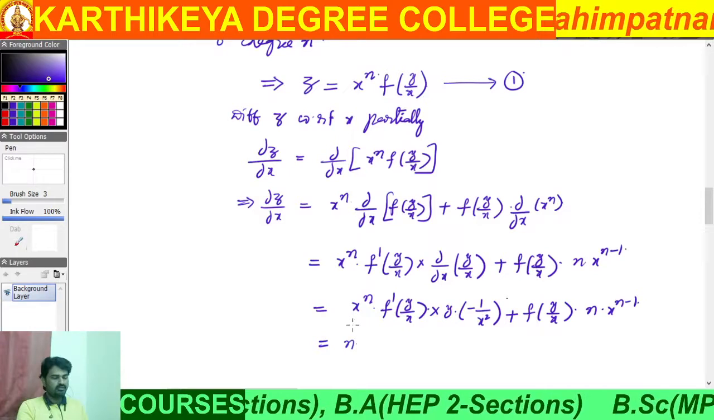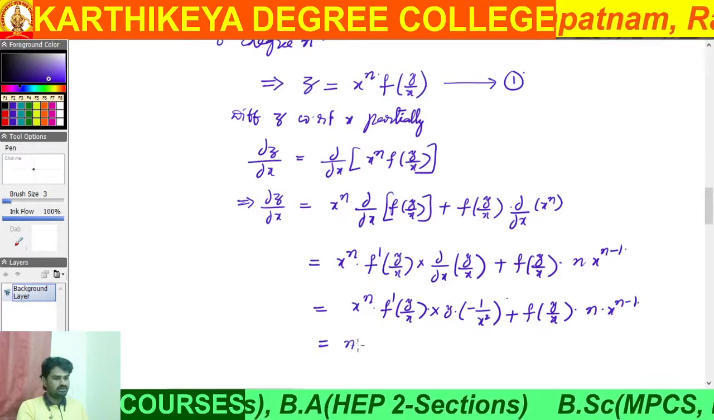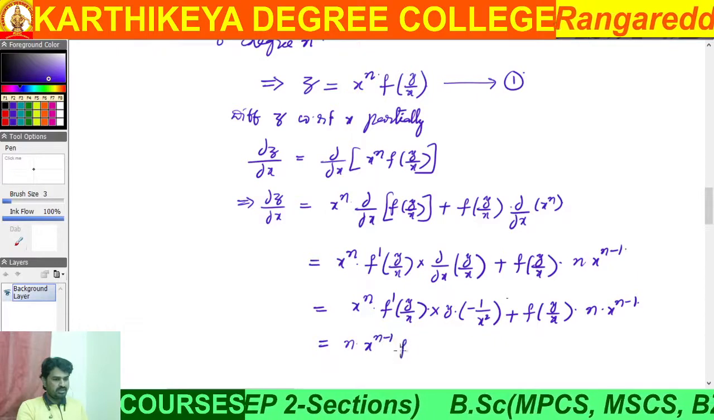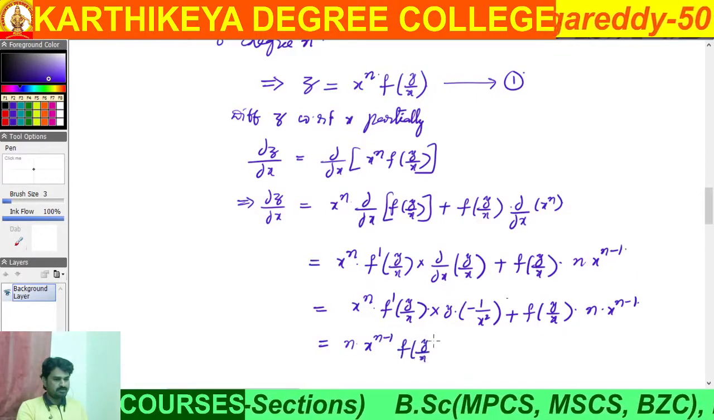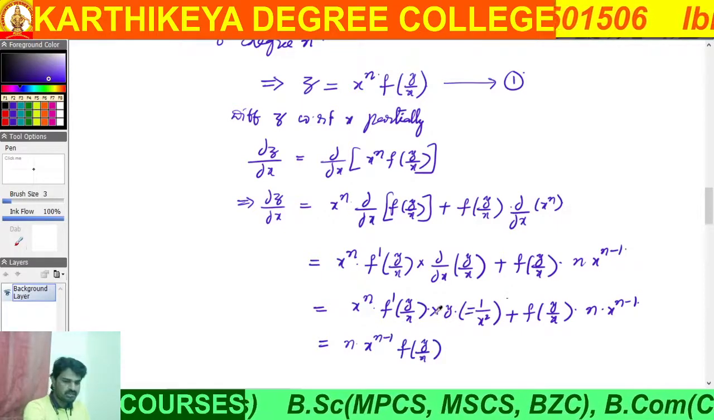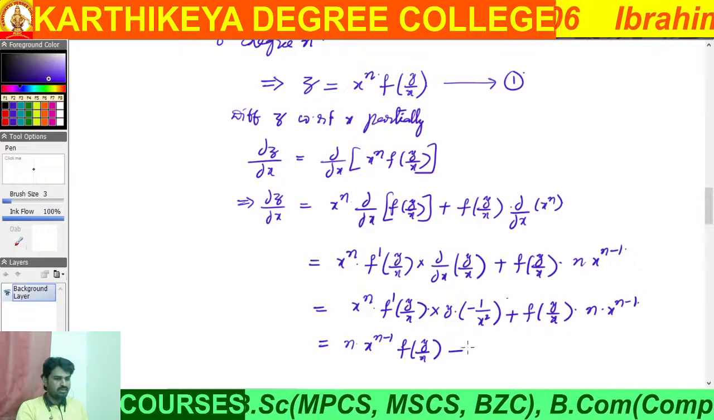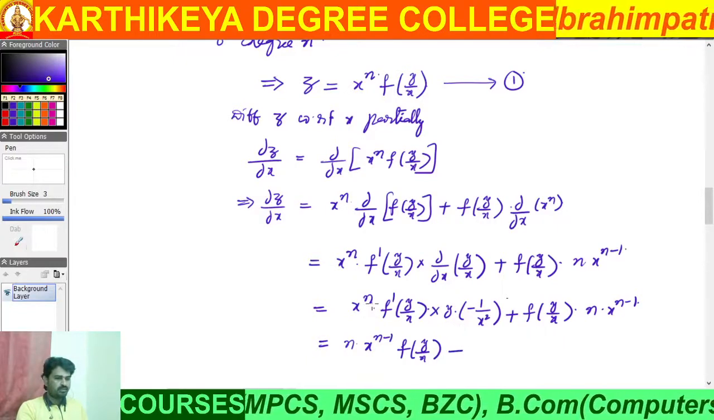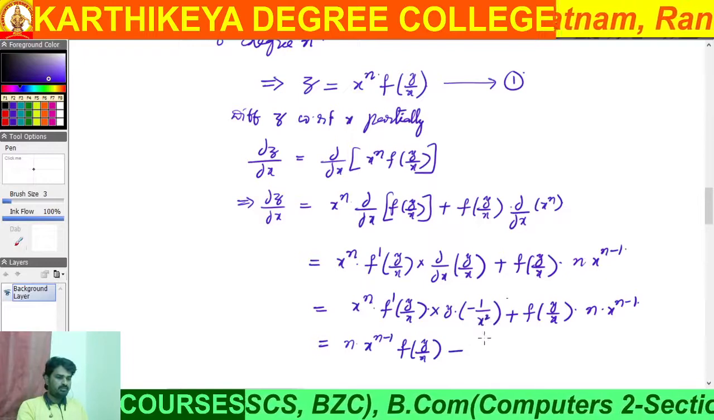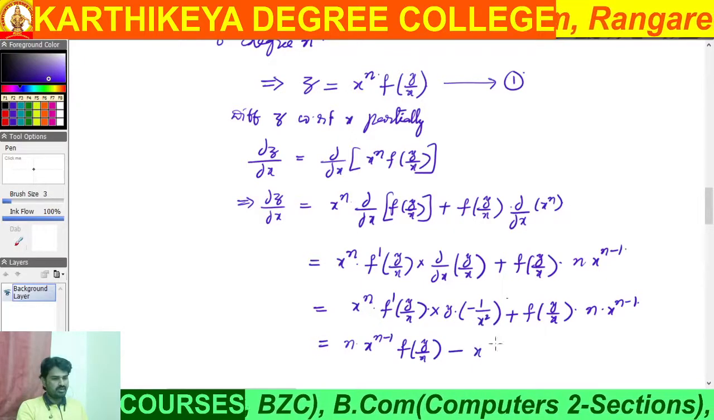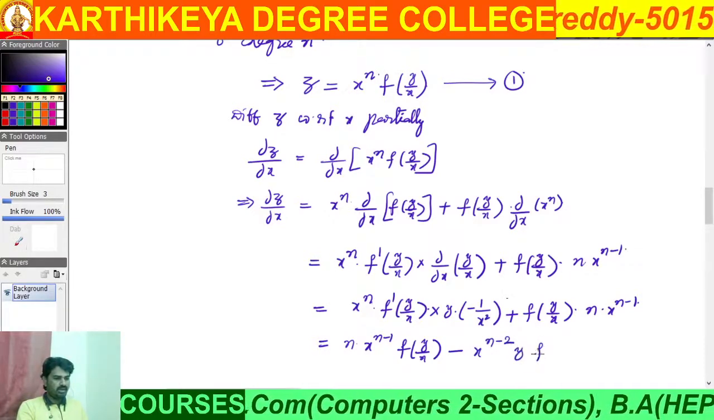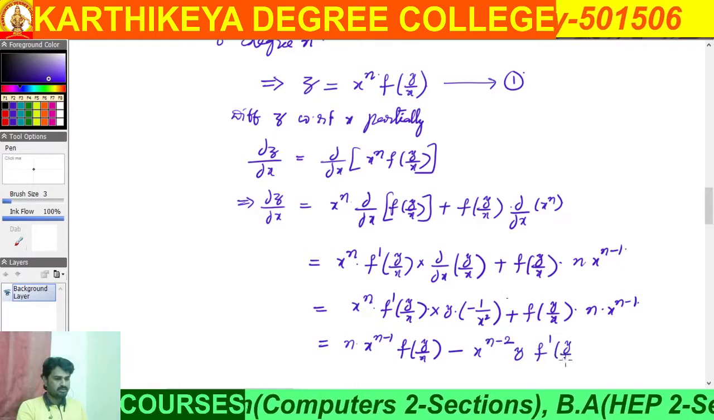So before writing that one, you should write the constant first of all, n into x to the power of n minus 1 into function of y by x. Next, the second term will be negative, so you can write minus. Next, x to the power of n is there, and in the denominator x power 2 is there, so you can write x to the power of n minus 2 into y and f dash of y by x.